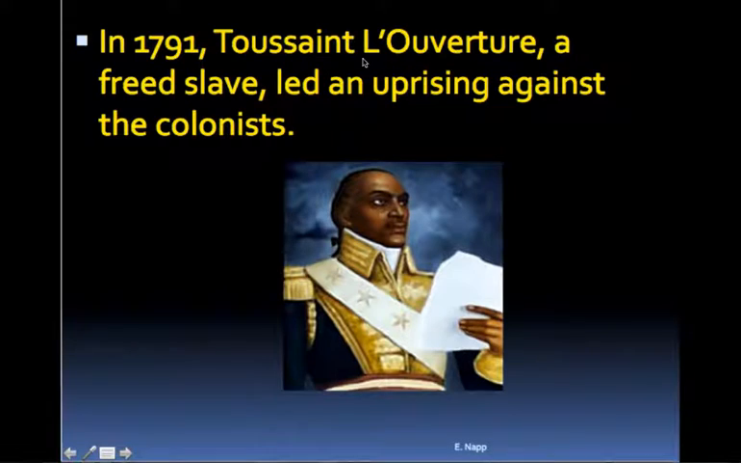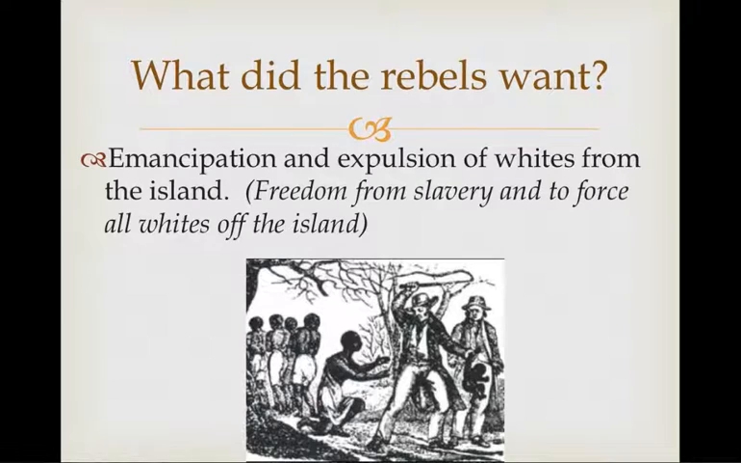Here is Toussaint Louverture, which is the one that I showed you a picture of at the beginning. And he's the freed slave that led the uprising against the colonists. So the next question on your study guide is, what did the rebels want? They wanted emancipation and expulsion of whites from the island. Emancipation, we know, means freedom. So they wanted to be free from slavery. So that's one thing. An expulsion of the whites means to force all whites off the island. That's what the rebels wanted.